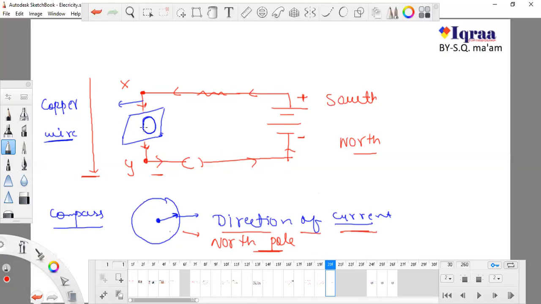Now look at this. Here the direction of current is like this, going toward this side. Whatever the direction of the needle I place, it will move toward this side. Suppose I place this compass needle in this direction before, it will still move toward this side, because it gets affected by the movement of electrons.